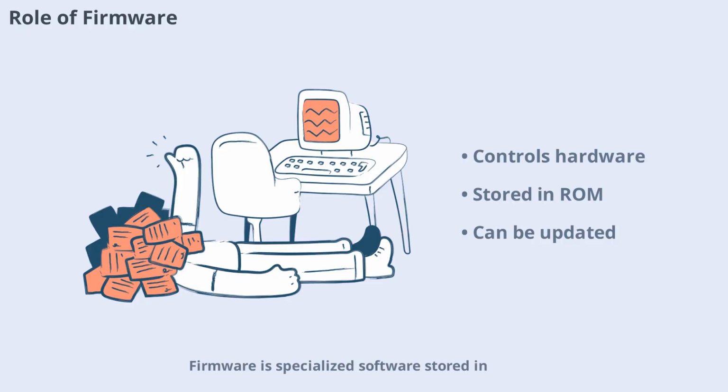Firmware is specialized software stored in read-only memory that controls hardware functions. It acts as a bridge between hardware and higher-level software, ensuring that devices operate correctly. Firmware updates can improve performance and add new features to hardware components.